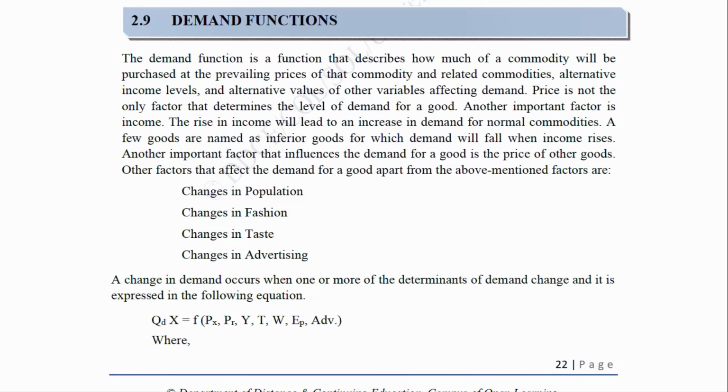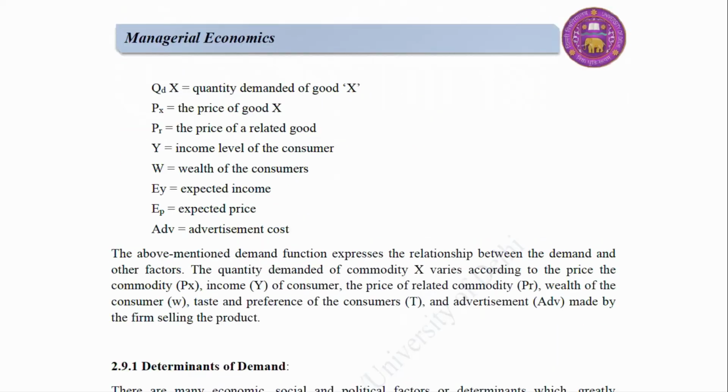Qdx is equal to a function of Px, PR, Y, W, E(Y), E(P), taste and advertisement, where Qdx is the quantity demanded of good X, Px is the price of good X, PR is the price of a related good, Y is the income level of the consumer, W is the wealth of the consumers, E(Y) is the expected income, and E(P) is the expected price. The above mentioned demand function expresses the relationship between the demand and other factors.